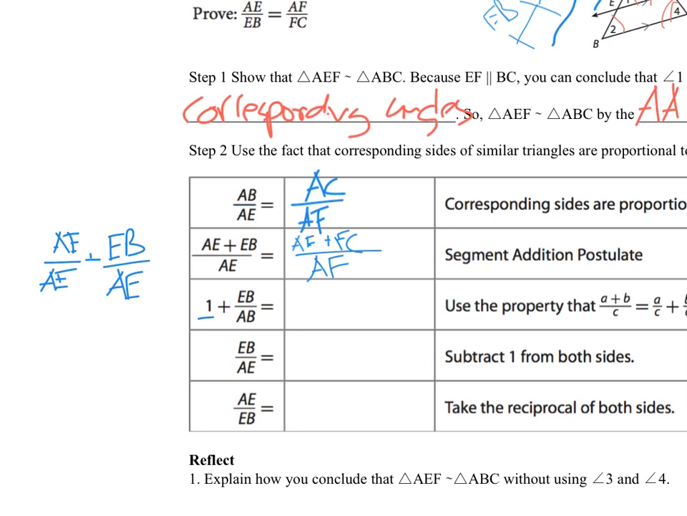Well, we can do the same thing here, and we can get AF over AF plus FC over AF. So then we get 1 plus FC over AF. Subtract 1 from both sides, and we're left with FC over AF here.